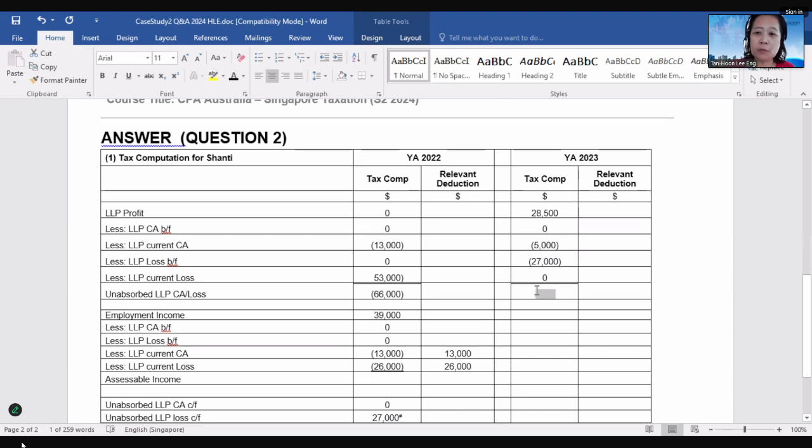Then, as I said, because it's a profit, this loss offsets the profit first. Then we get a figure. Once we have this figure, it's still a loss. It's still an amount to be offset against the other sources of income, because the CA and the balance brought forward are more than the profit, so it comes out as still an unabsorbed LLP, CA or loss. Okay, so we have it here.